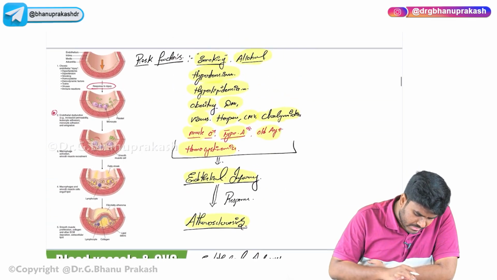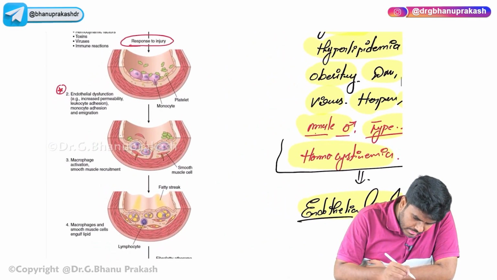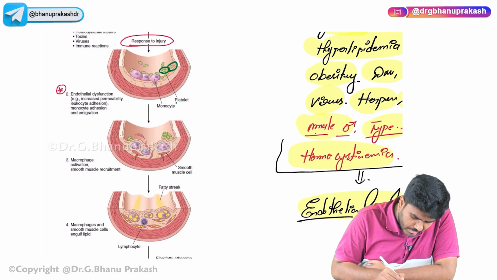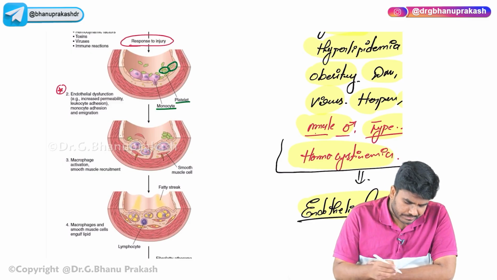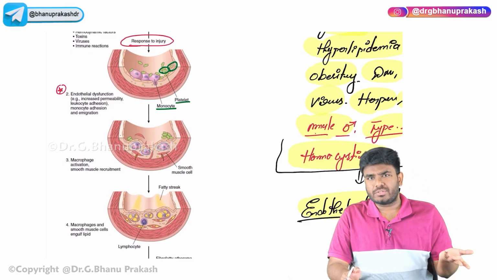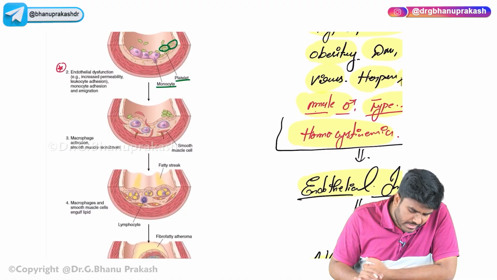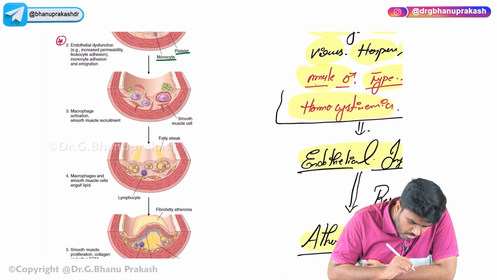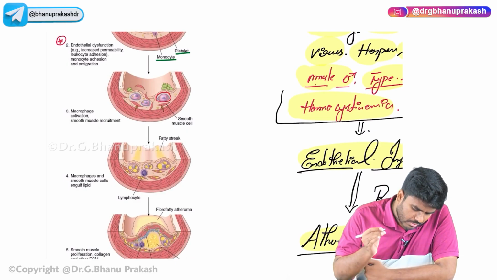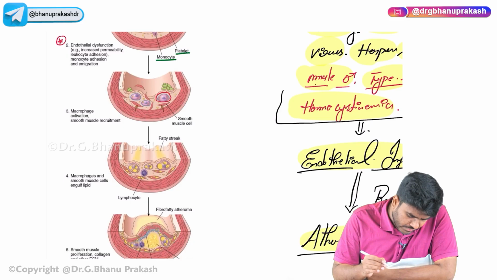Now, let's see the same thing here. These green colored cells which we are showing here are the platelets and these are the monocytes. Monocytes are nothing but the macrophages. Once monocytes enter into the tissue, they become macrophages. So these monocytes and platelets are now entering into the intima, and after entering, they will release the growth factors.